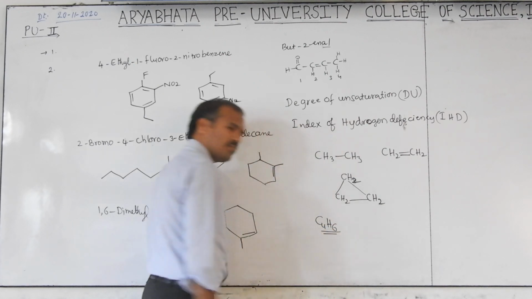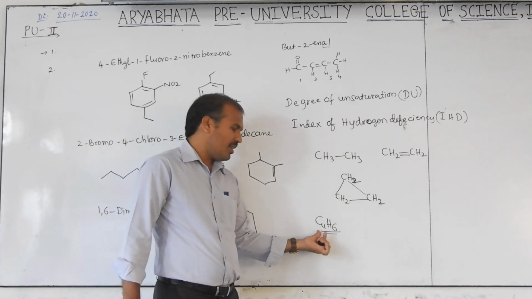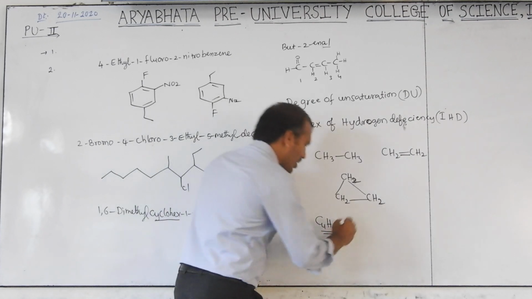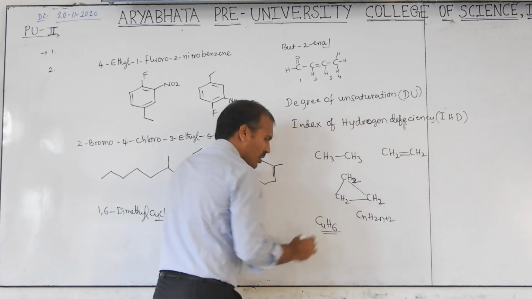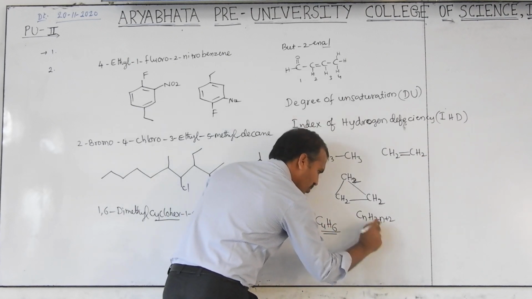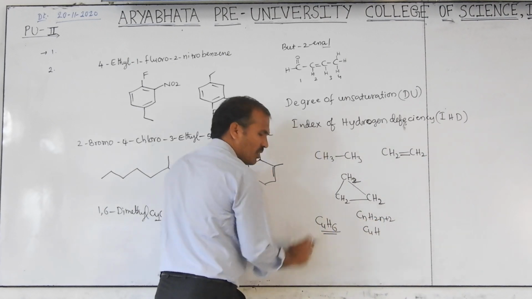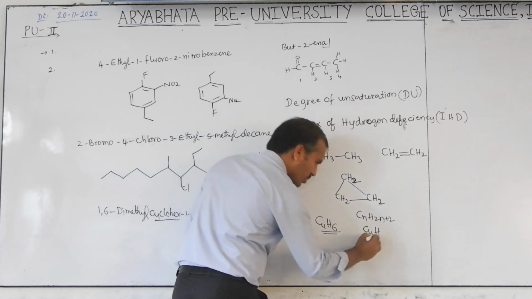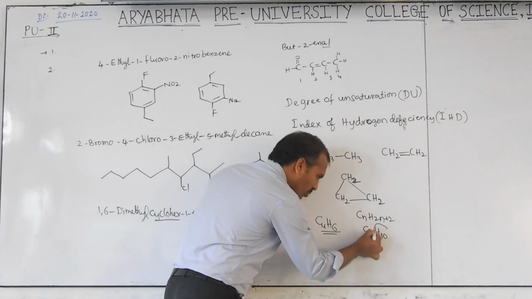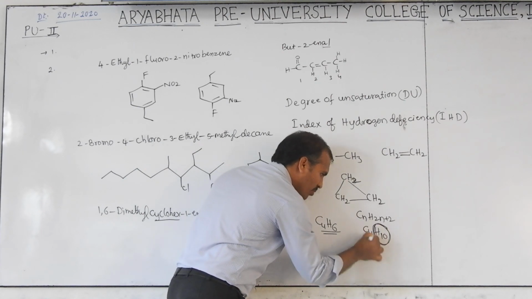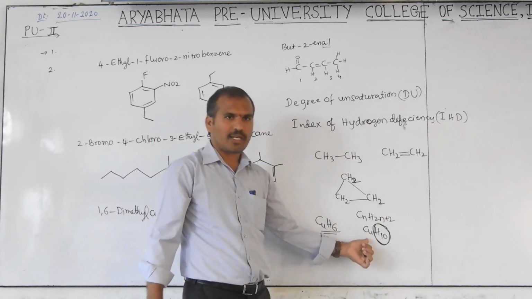C4H6. This is compared to alkene. Alkene general formula, what is it? CnH2n+2. For C4, H is 2 into 4, 8 plus 2, 10. Got the point here? So this is the maximum number of hydrogens possible for 4 carbon.